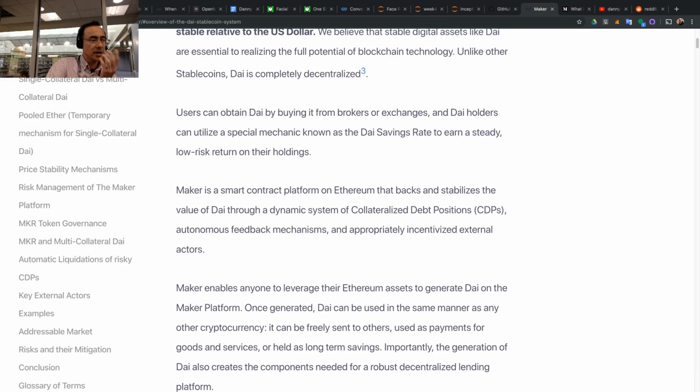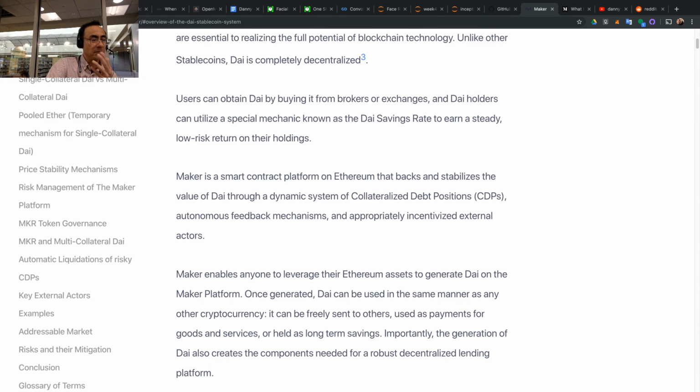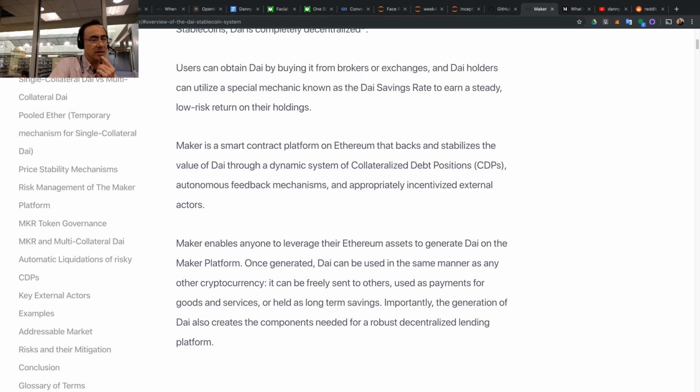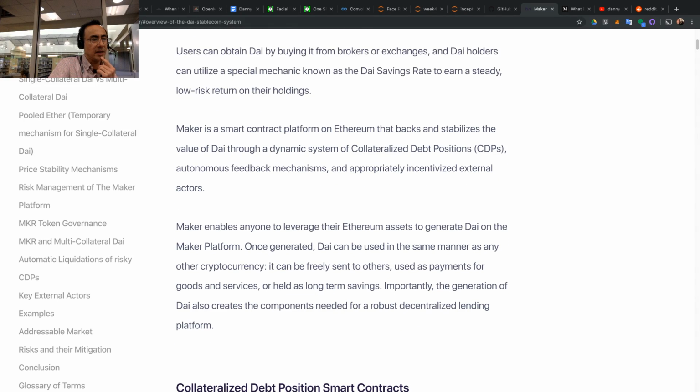So users can obtain DAI by buying it from brokers or exchanges. DAI holders can utilize a special mechanic known as the DAI savings rate to earn a steady, low-risk return on their holdings. So that's one of the advantages of holding DAI, even though it's soft-backed to the US dollar, like 1 to 1. But you can actually earn a savings rate, a steady, low-risk return.